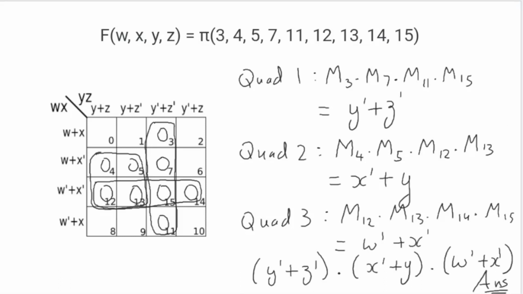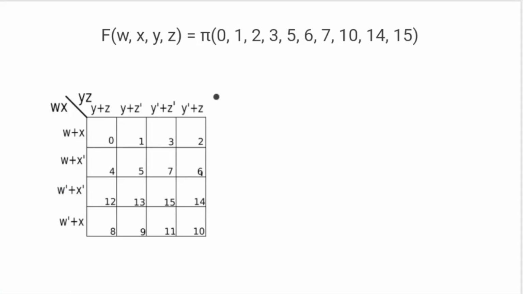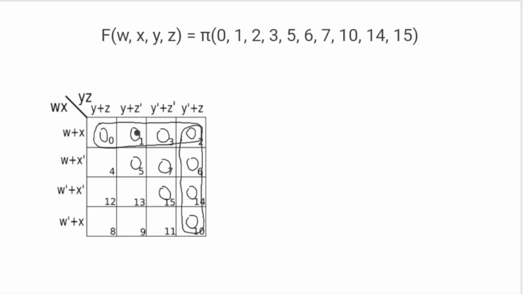And now we come to the last question of this video. Again, we'll begin by marking the zeros. So 0, 1, 2, 3, 5, 6, 7, 10, 14, 15. And the grouping will be, there is one quad over here, there's another quad over here, then we can make one more quad over here, and finally another quad over here.